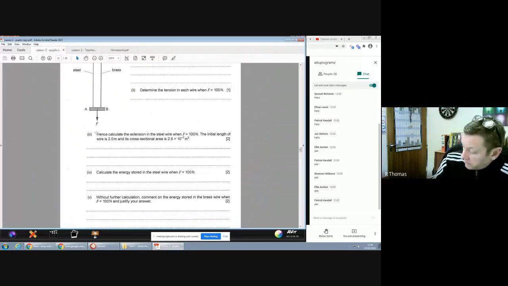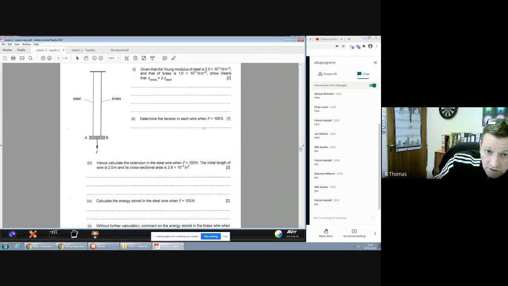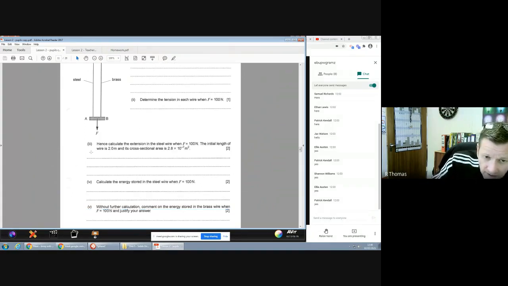Hence, which means let's use the results we've just figured out. So we now know that the force is 100 newtons. We have the Young's modulus. We know that the cross-sectional areas, one is double the other. Hence, calculate the extension in the steel wire when F is 100. The initial length of the wire is 2 meters, and the cross-sectional area is that, right? So you've got F, you've got L, you've got the Young's modulus, and you've got A. You've got 4 things out of the 5. So rearrange your equation accordingly and get me the extension, delta L.